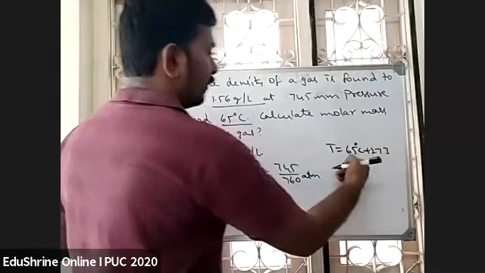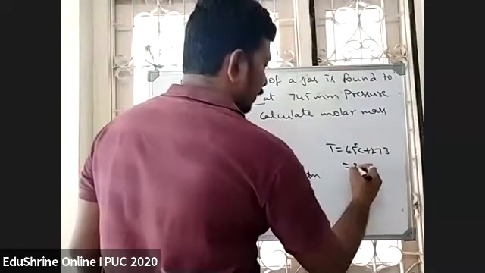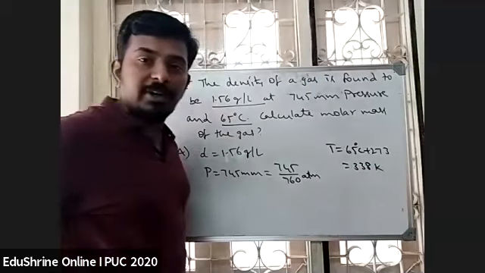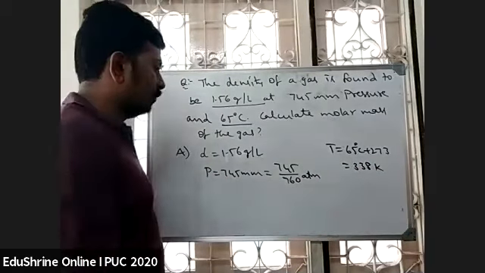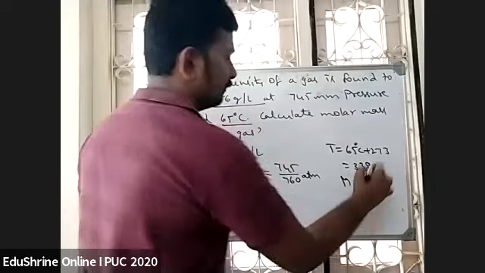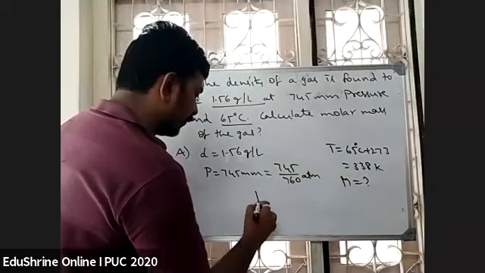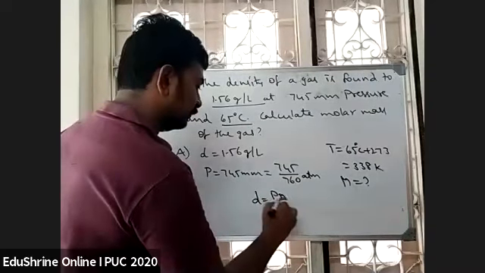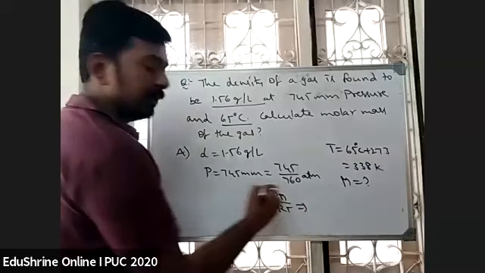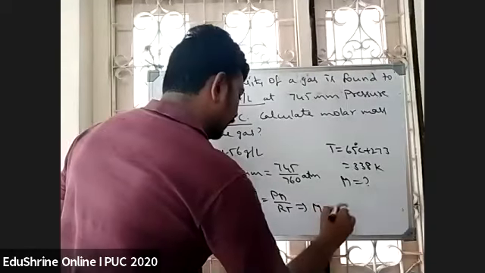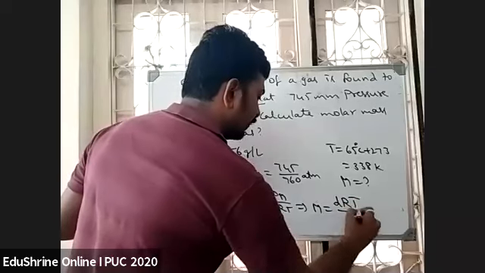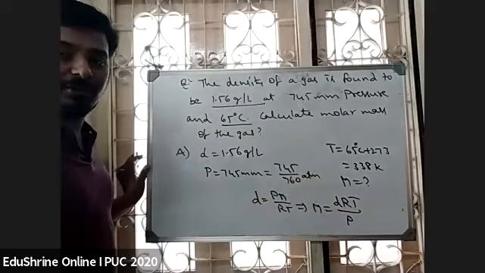So how much do you get? 338. Temperature will be 338 Kelvin. We need the molar mass of the gas. So use d = PM by RT. As you need to calculate molar mass, the M value will be equal to dRT by P. So substitute the values and simplify, students.